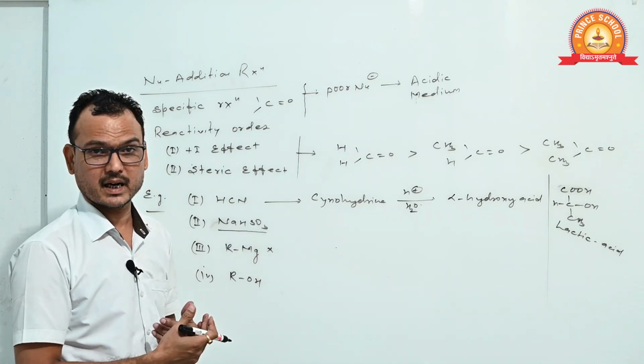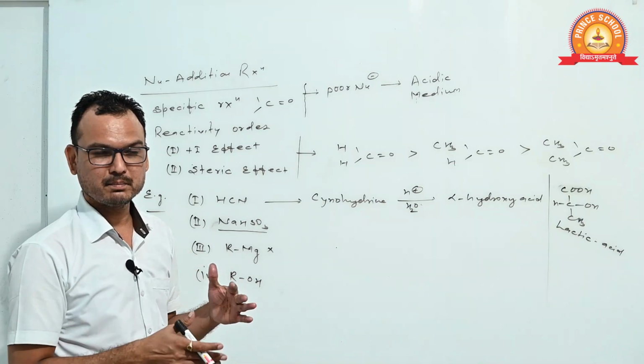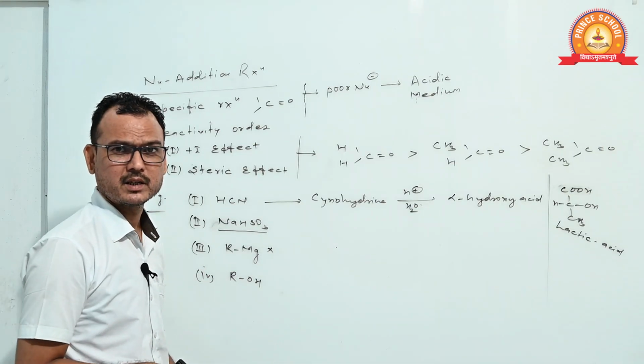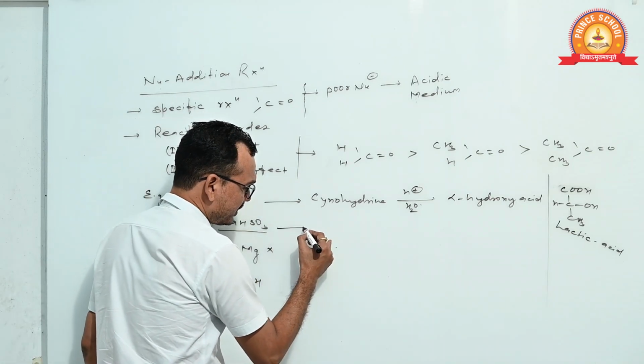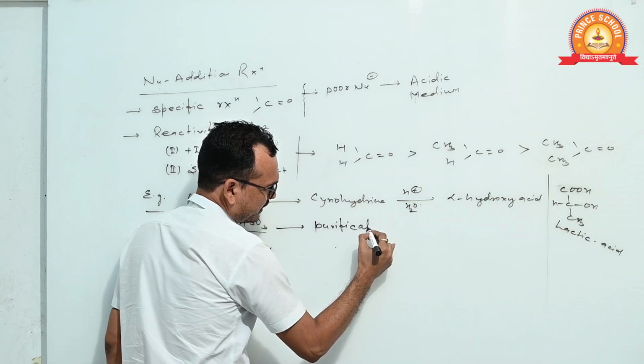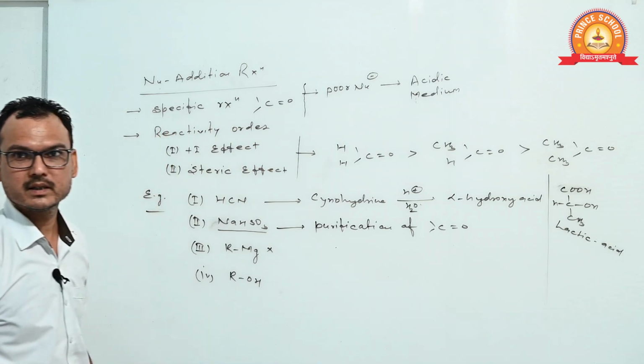And what is the utilization of the reaction when carbonyl compound reacts with sodium bisulfite? Then it gives an adduct which is decomposed, or we can say the reaction is reversible in presence of weak acidic or weak basic medium. Is that clear? It means this reaction is used for the purification of carbonyl compound.